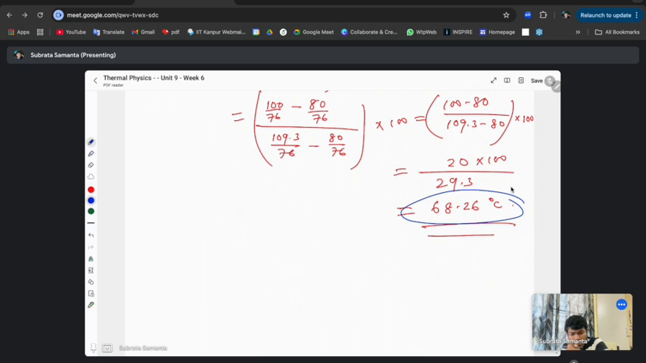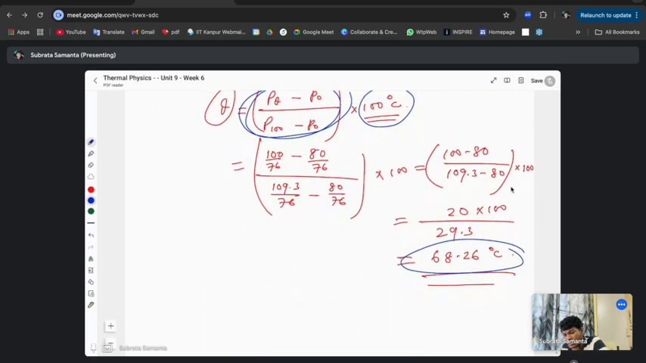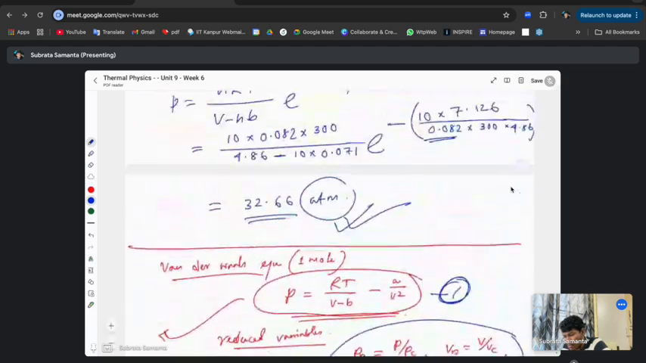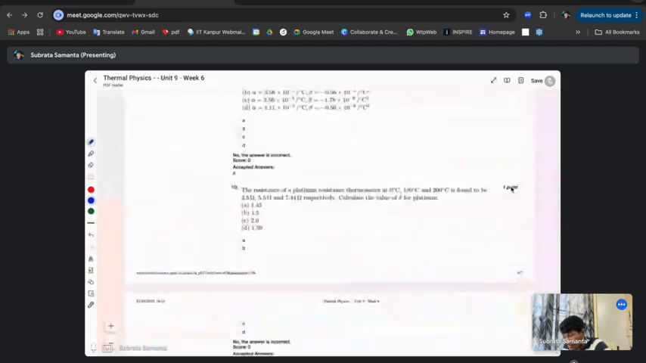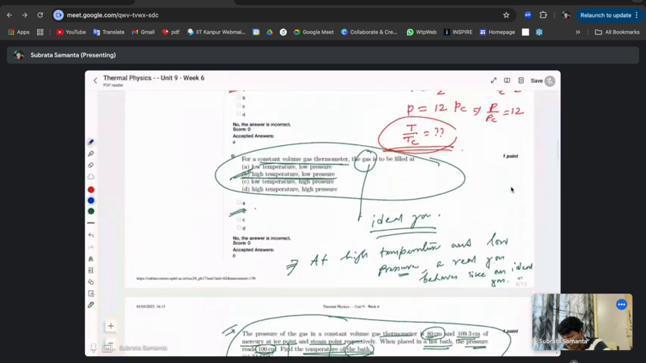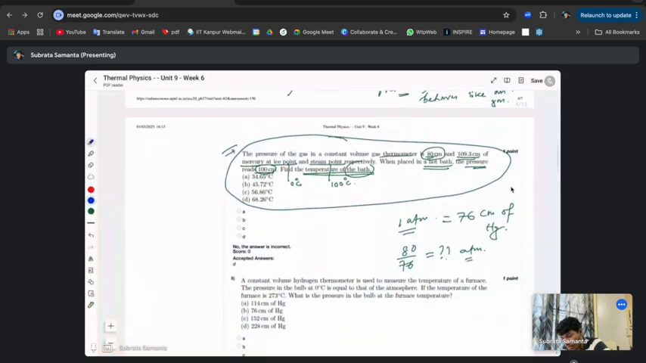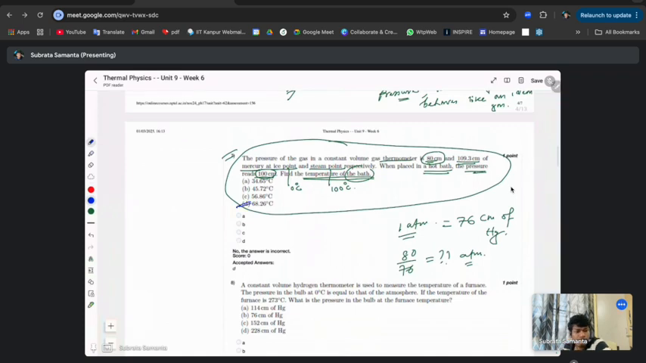Okay, so then the value of theta is 68.26 degrees centigrade. Okay, so let's check the answers. Okay, so 68.26. Yeah, so the option D. So the option D is correct. Okay, so far any question?